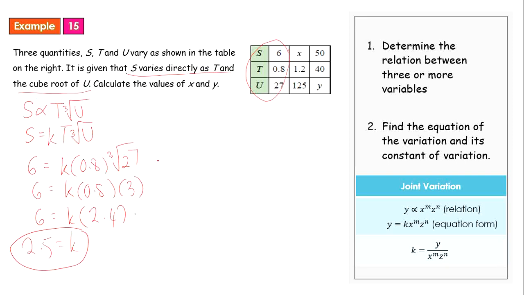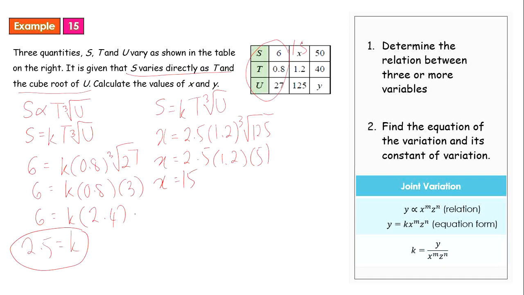So, when we get the value of K, bolehlah kita cari nilai X dengan Y ni. Okay, so, formula asal dia is like this. So, kita substitute masuk. S dia is X. Value yang kita nak cari. K dia 2.5. T dia 1.2. Lepas tu cube root of U. U dia 125. So, kita kira X equals 2.5 times 1.2 times 5. X will be 15. So here is 15.